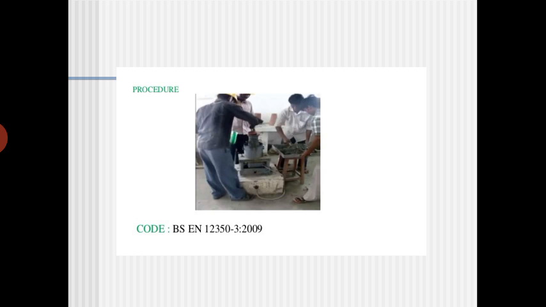For a detailed explanation of this, you can refer to the BS code, or you can use the IS code also. The IS code is also there. You can use 12350 of 2009. Of course, for the next type of experiments, we will take it in the next class.